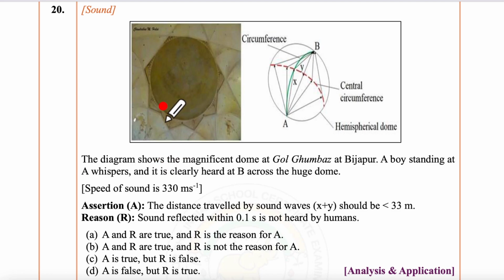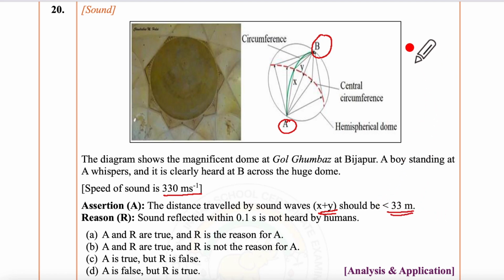Question 20 shows the diagram of the magnificent dome at Gol Gumbaj in Bijapur. A boy standing at A, that is this point, whispers, and it is clearly heard at B, that is here. The speed of sound is 330 meter per second. Assertion A: The distance traveled by the sound wave x plus y should be less than 33 meters.